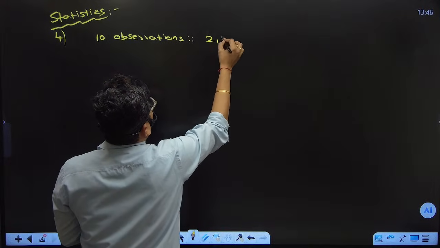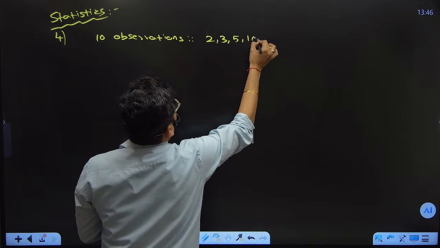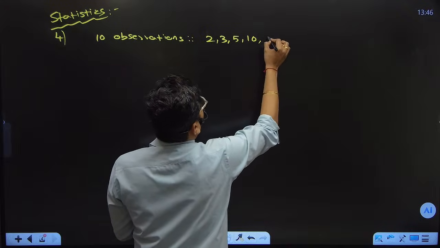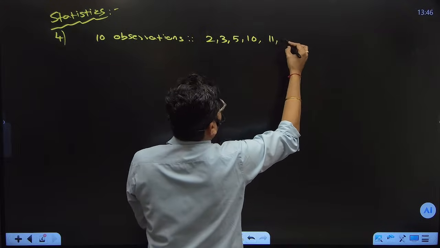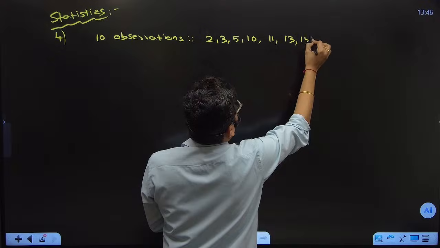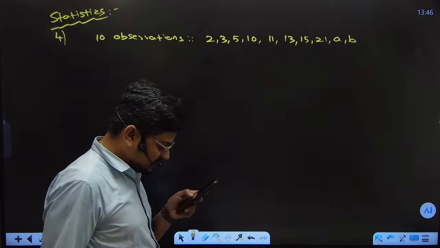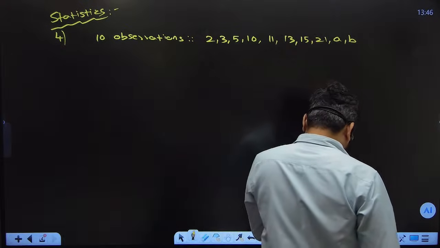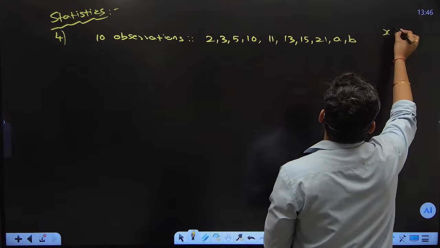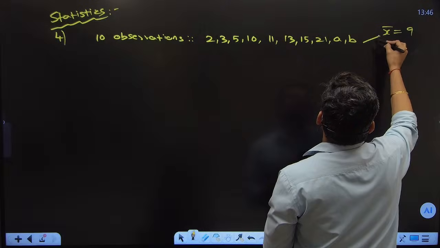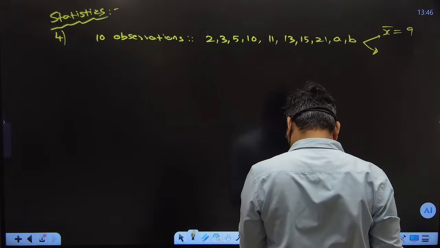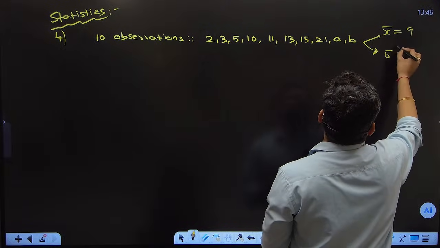The 10 observations are 2, 3, 5, 10, 11, 13, 15, 21, A, B. So these are the 10 observations given to you. For this data, they have given you the mean as 9, and they have also given you the variance, sigma square, as 34.2.